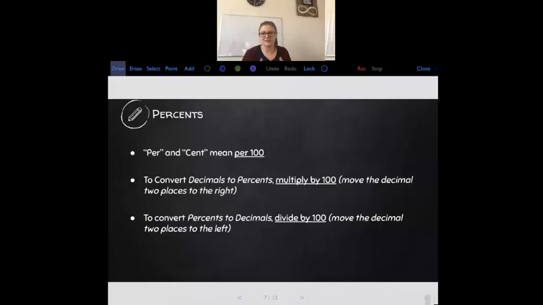Percentages are helpful because we're taking everything per 100. So it's like we're leveling the playing field to be out of 100, and then it can be helpful to compare what's happening.